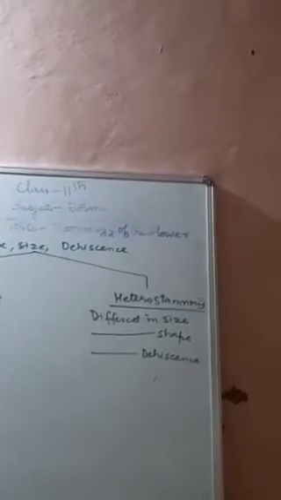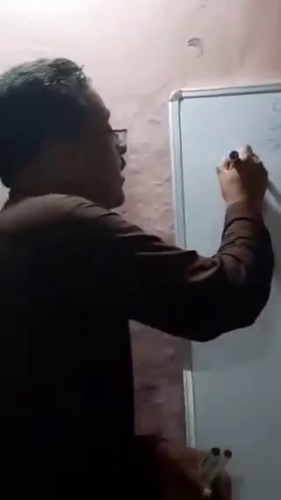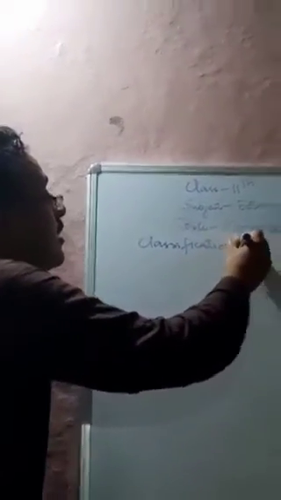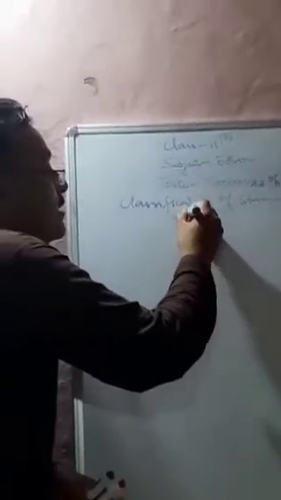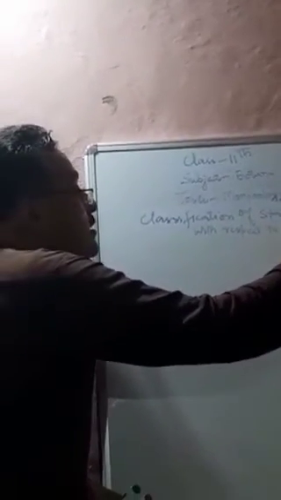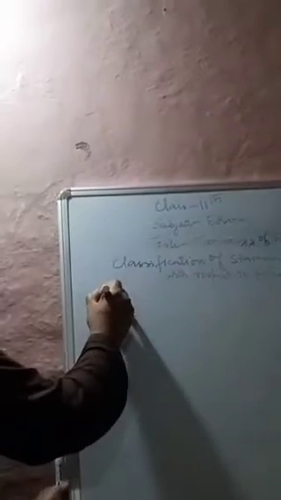Now, one more. We have got different types of these stamens on the basis of their classification of stamens with respect to petals. With respect to petals. First one. We will try to do it one by one. Then one we have is called alternopetalous.